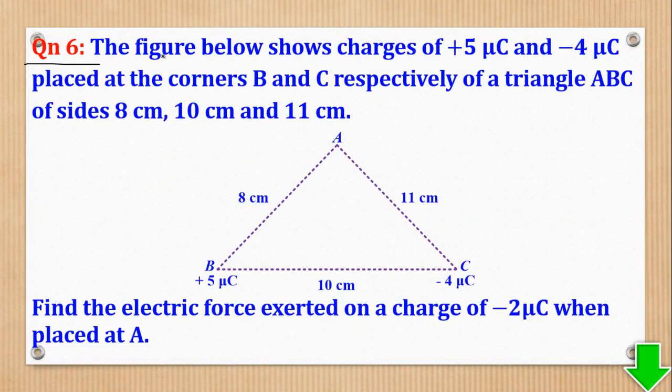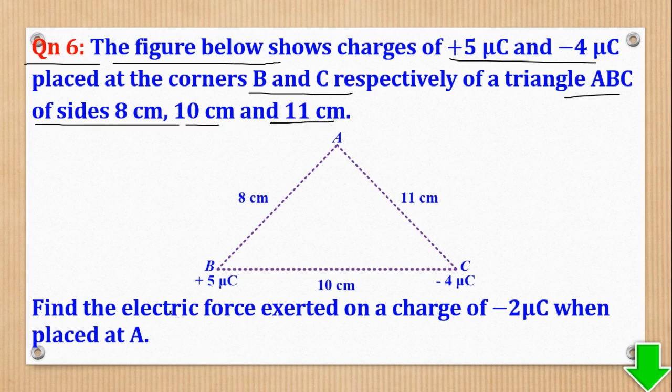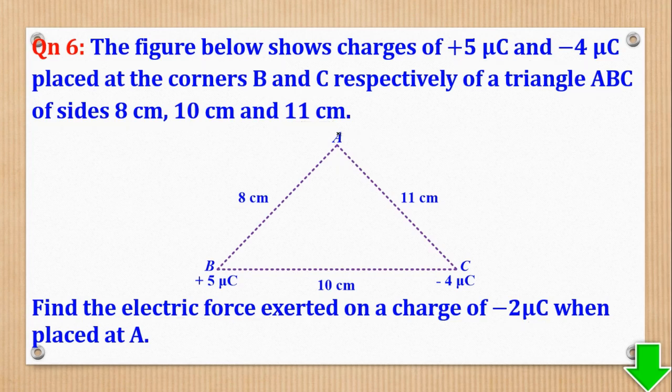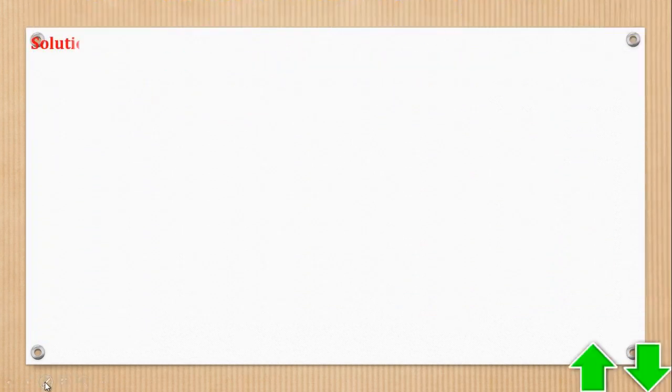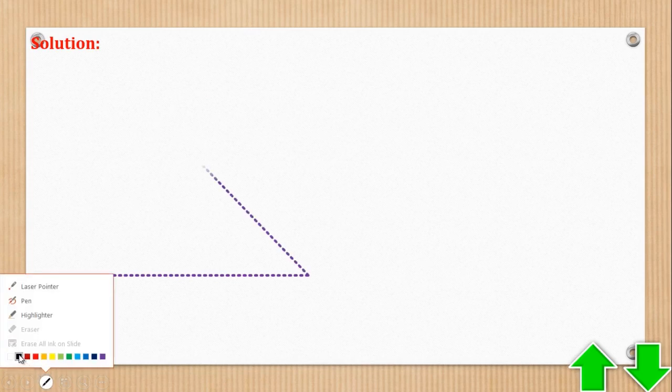Now we shall go to question 6, which says, the figure below shows the charges, these ones, placed at the corners B and C respectively of a triangle ABC of sides 8 cm, 10 cm, and 11 cm, which is as shown below. Find the electric force exerted on the charge of negative 2 microcoulomb when placed at A. So to easily answer the questions, you have to redraw. In fact, you must. There's no other option. So we shall come and redraw our diagram.